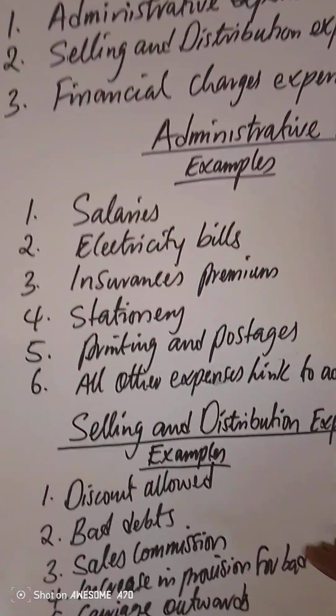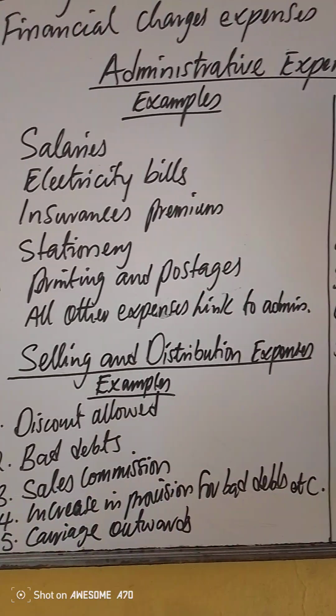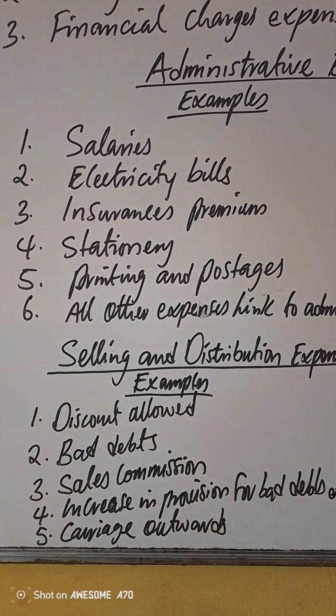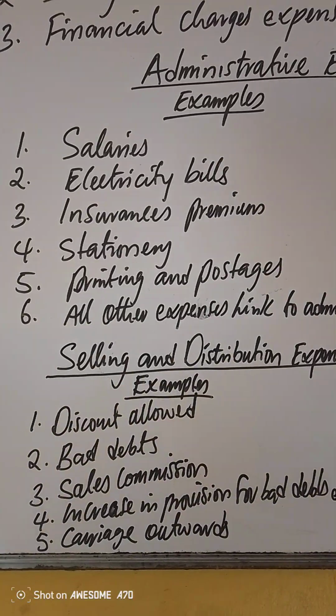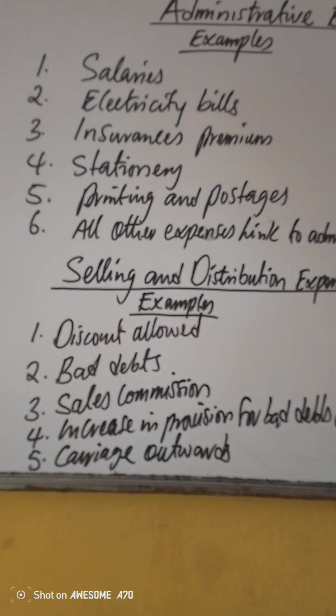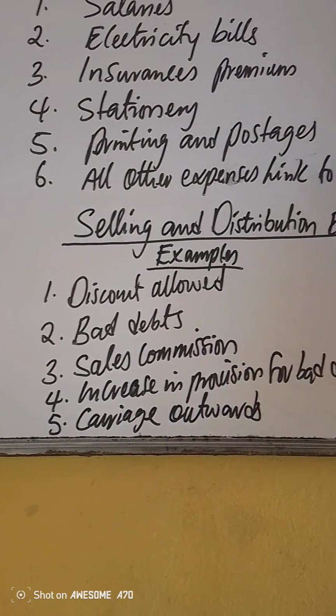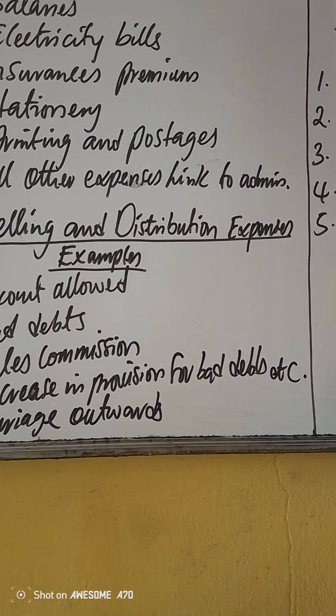In the next section, we have what is called selling and distribution expenses. Selling and distribution expenses are expenses that occur as a result of making sales. As the business makes sales on a day-to-day basis, such expenses are incurred. So they are not linked directly to administration, but they are linked as the business makes the day-to-day sales.